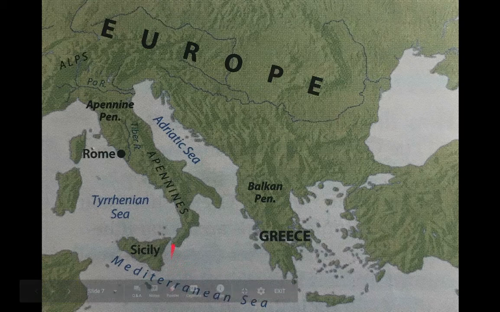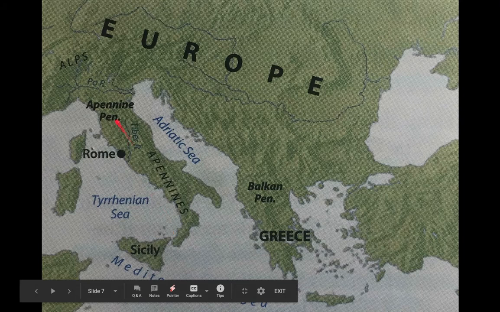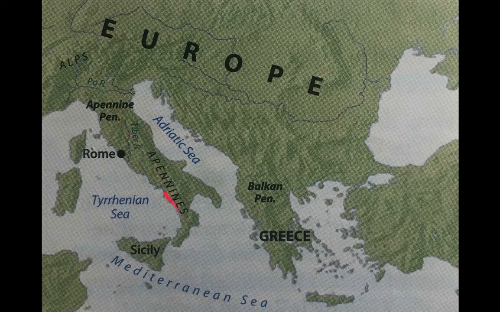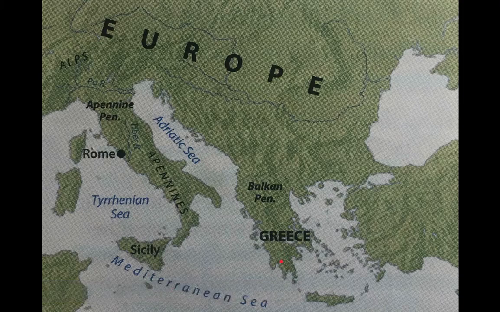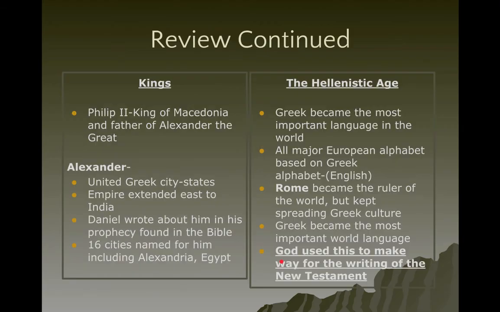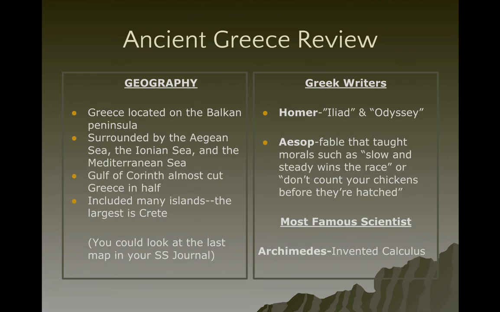Okay, so we'll come back to this map in a minute, but the Roman Empire is found on this peninsula right here, and it lies just to the west of the Balkan Peninsula, which was the home of ancient Greece. All right, so let's go back up here. We'll review a little bit about ancient Greece. Of course, we've already talked about how it was located on the Balkan Peninsula. It was surrounded by the Aegean Sea, the Ionian Sea, and the Mediterranean Sea.